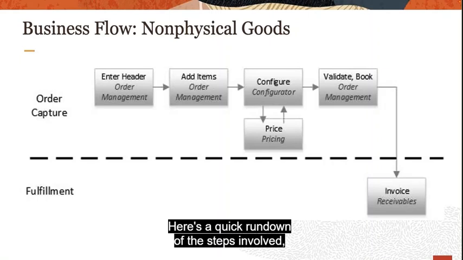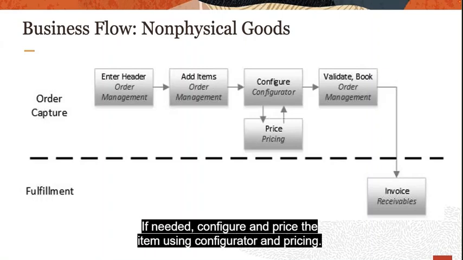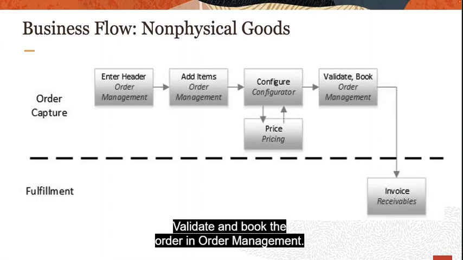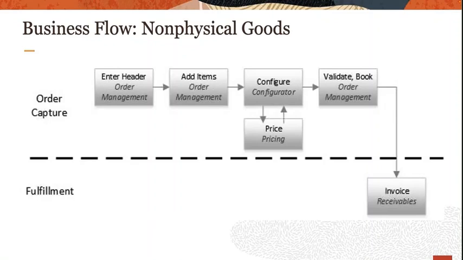Here's a quick rundown of the steps involved, along with where each one takes place in the application. Enter the order header in Order Management. Then, add your items in Order Management. If needed, configure and price the item using Configurator and Pricing. Validate and book the order in Order Management. Then, generate and send the invoices in Receivables.